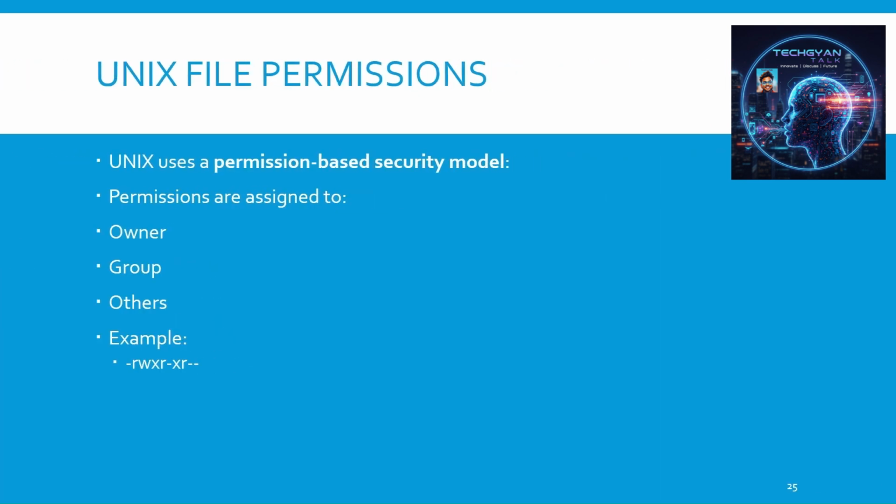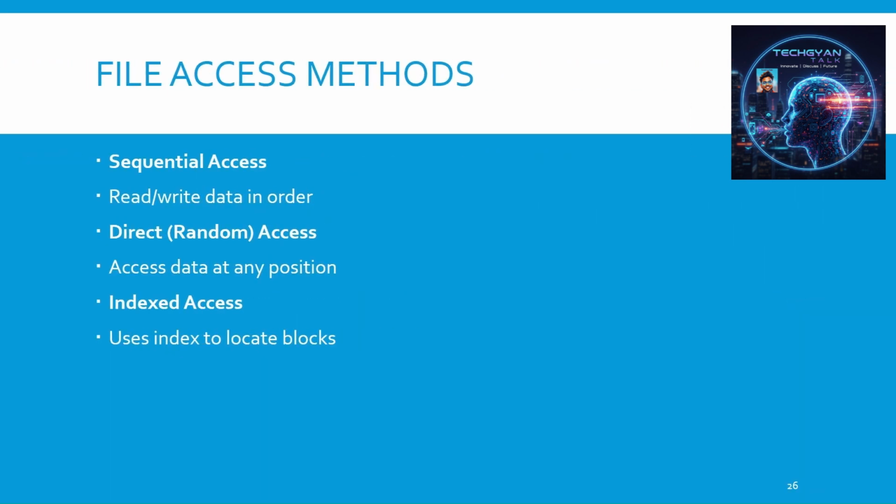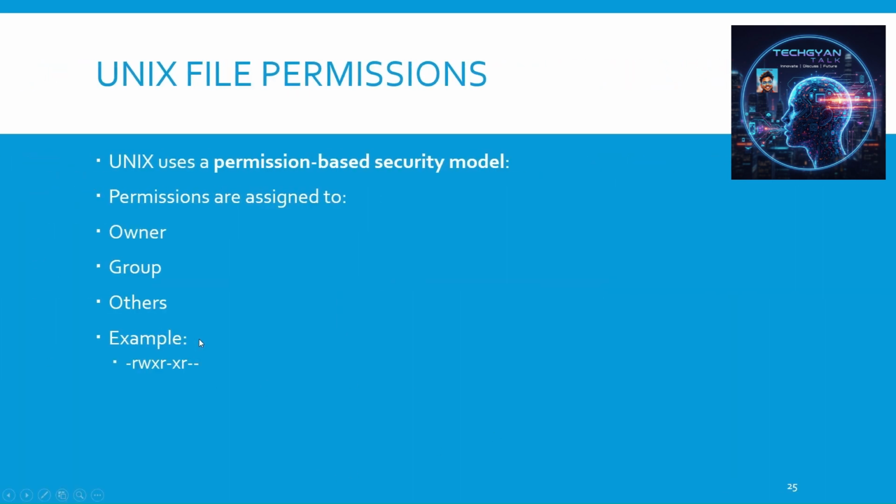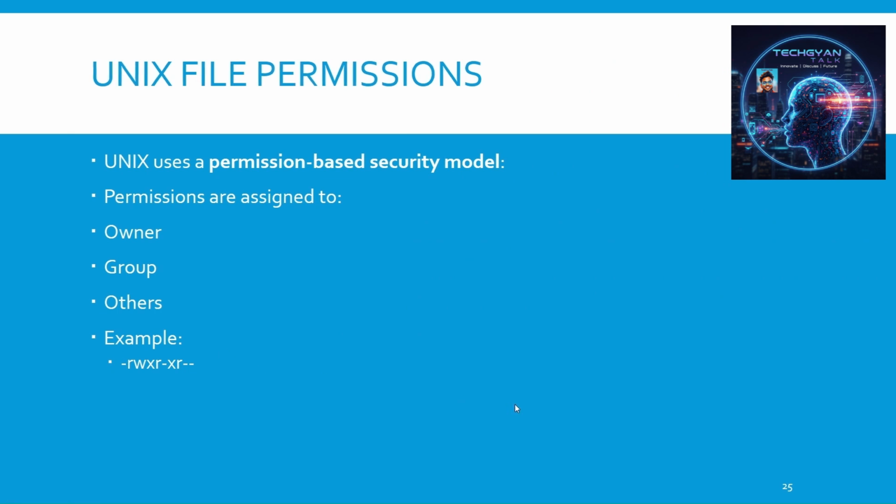Unix file permissions: Unix uses a permission-based security model. Permissions are assigned to owner, group, and others. Example: -rwxr-xr--. So this is the example command for the same permissions assigned.